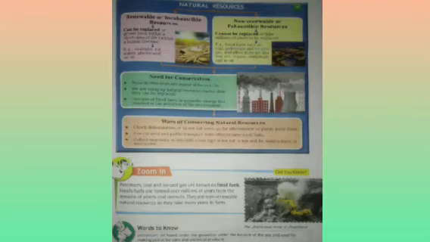Overuse of fossil fuels: fossil fuels, children, are coal, petroleum and natural gas. These three are the main fossil fuels. Why are they called fossil fuels? Because these three are found inside the sedimentary rocks that are found under the ocean. In these sedimentary rocks, we actually find the fossils.